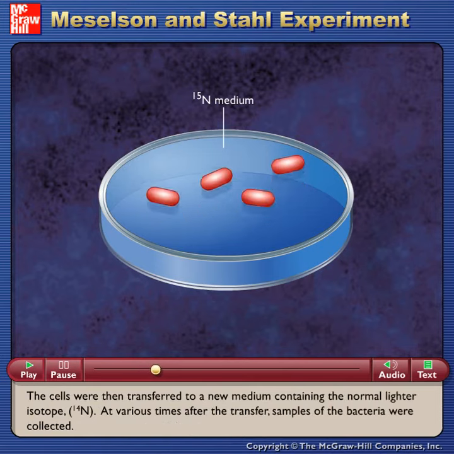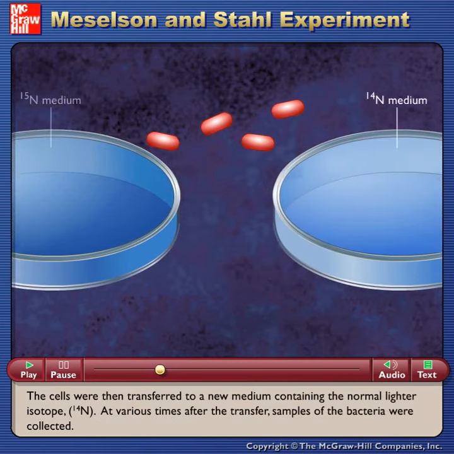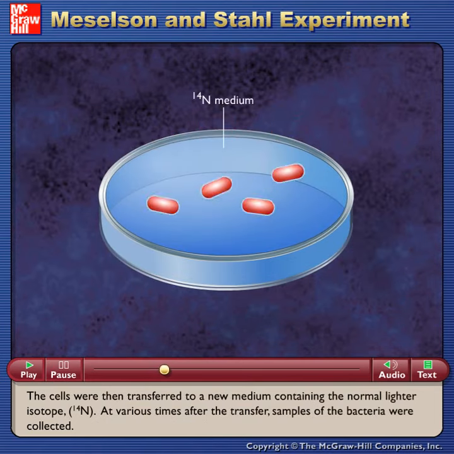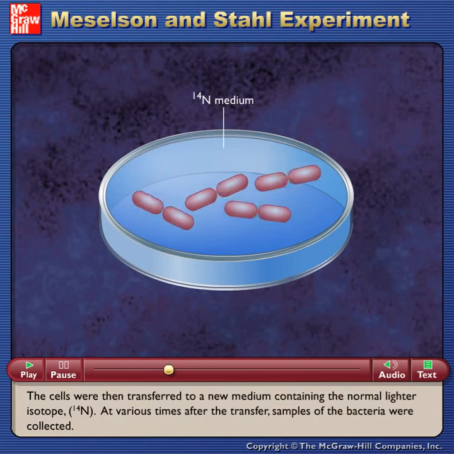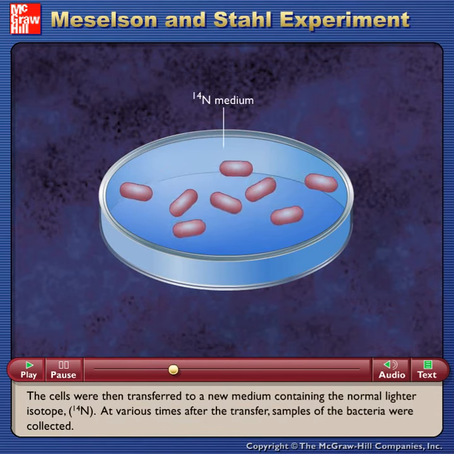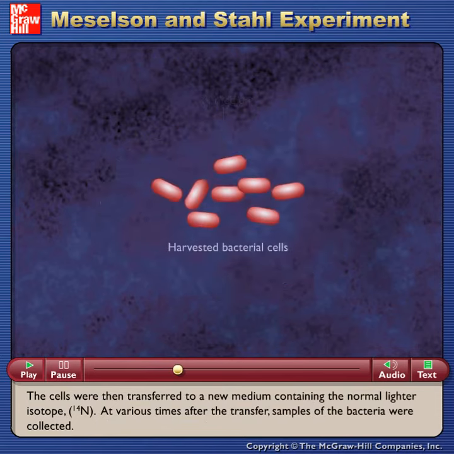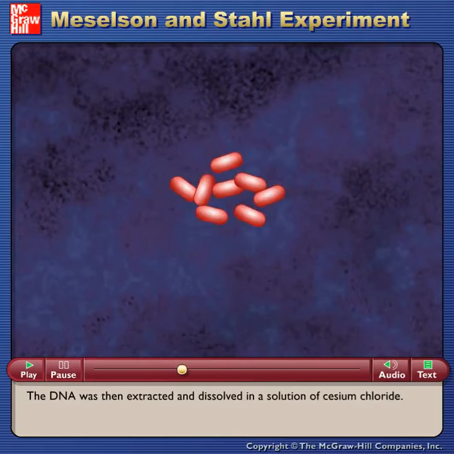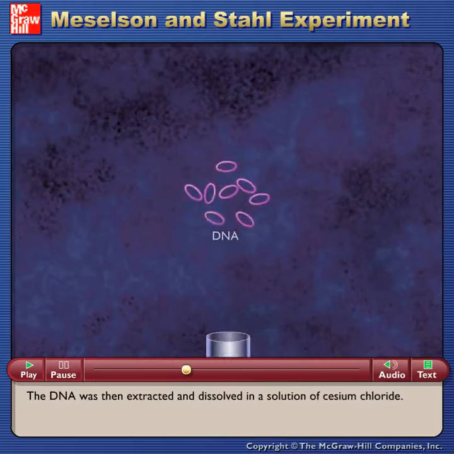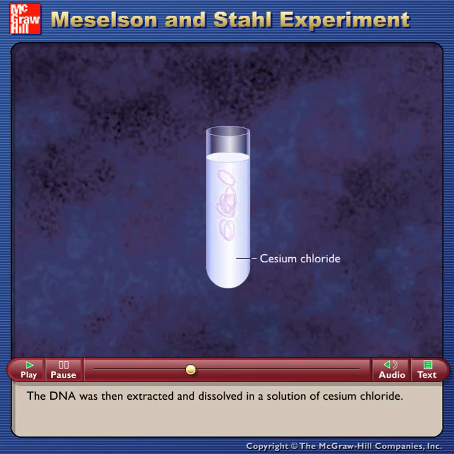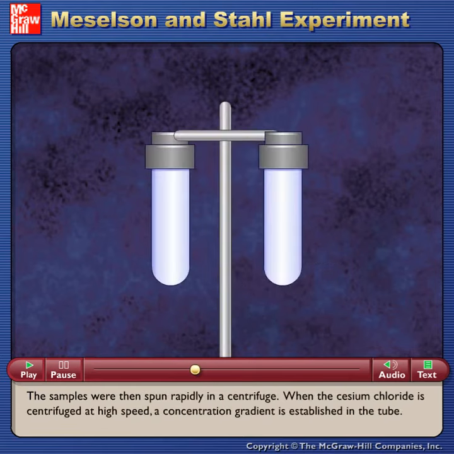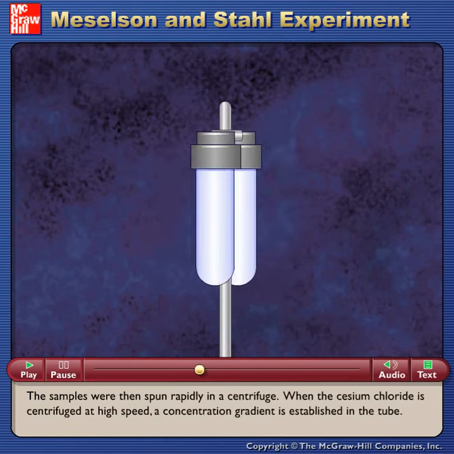The cells were then transferred to a new medium containing the normal lighter isotope, N14. At various times after the transfer, samples of the bacteria were collected. The DNA was then extracted and dissolved in a solution of cesium chloride. The samples were then spun rapidly in a centrifuge.